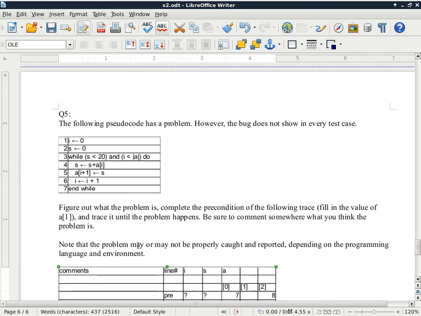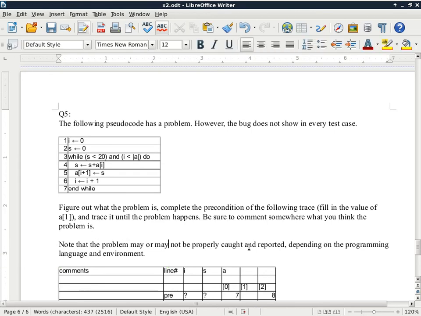Note that the problem may or may not be properly caught and reported depending on the programming language and environment. That is a hint already of what the problem may be, right? An infinite loop is an infinite loop. It doesn't matter whether it's C++, PHP, Java, Perl, or Python. An infinite loop is still stuck in an infinite loop. What kind of problem depends on the programming language that we have talked about in this class?